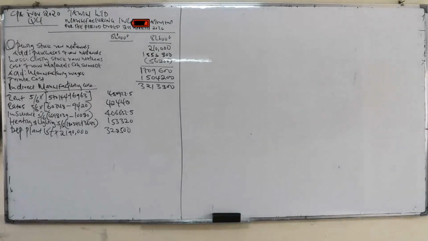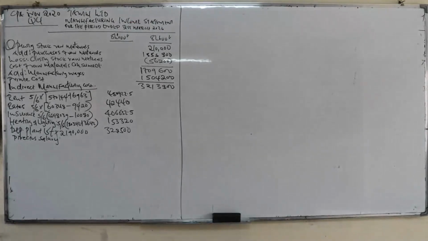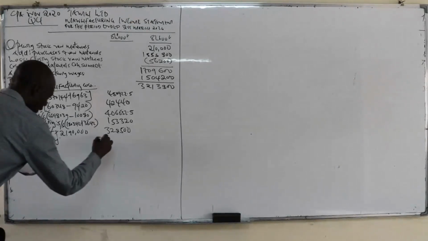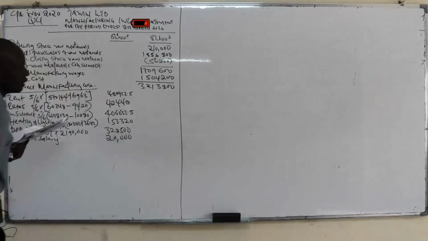So we have director salary. That one that was paid to the production manager. So the total director salary is the one that is indicated in the trial balance. The total one is how much? 9306. So out of that, 20,000 is for the production manager, which is part of the factory overhead.